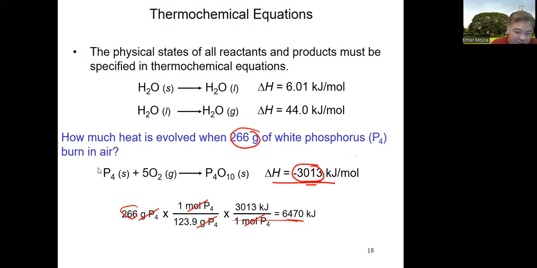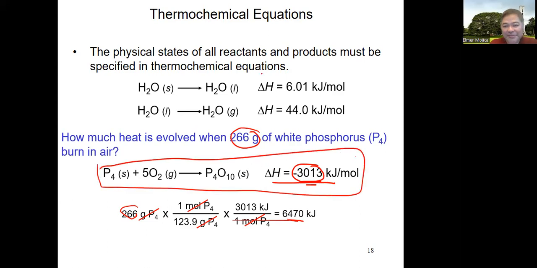You might be given this reaction and asked, is this reaction endo or exo? Anyone? Exothermic. It's exothermic because the sign there is negative. Clear? So that is a thermochemical equation. It tells you whether your reaction is endothermic or exothermic. Did I answer the question?